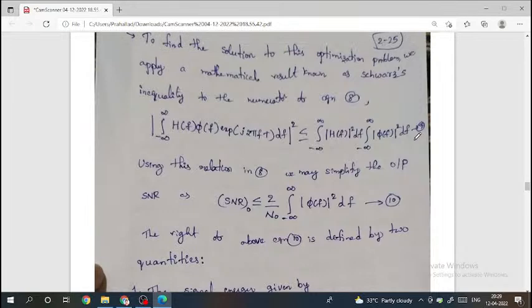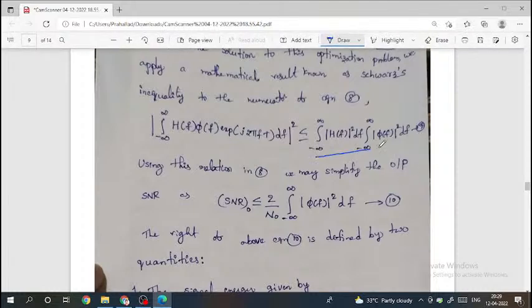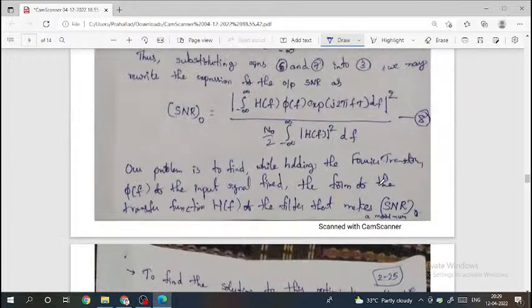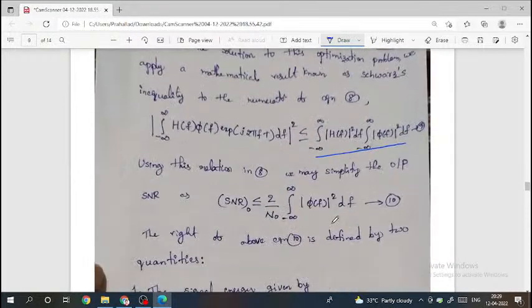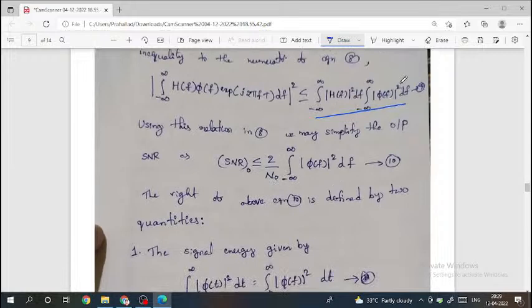Using this relation in 8, you may simplify the output signal to noise ratio. If you substitute this as the numerator and the denominator also, you are getting something, so that this expression and that expression will get cancelled. Okay, we will get 2 by N0 and this expression, which is the integral from minus infinity to infinity of |Φ(f)|² df. Take this one as expression number 10.